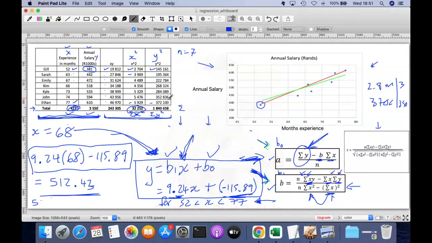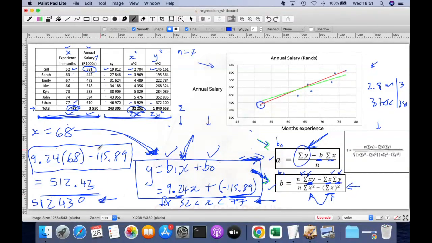Let me just get this pen to work. It's pretty easy to just multiply by 1,000. You say 512.43 times 1,000, which gives you 512,430. So what we're saying is, okay, you have 68 months of experience, so your estimated annual salary is 512,430 rands.